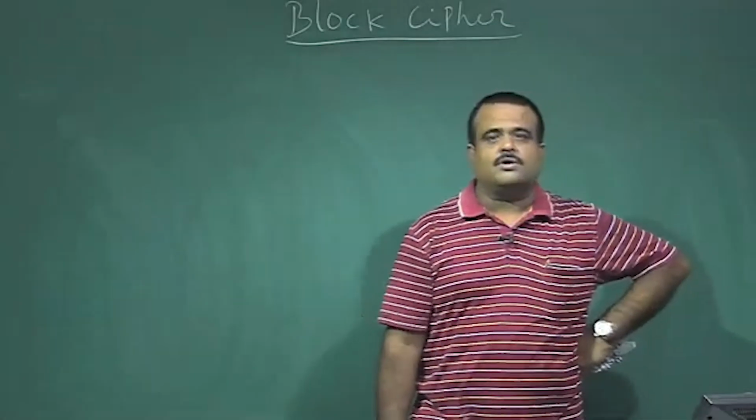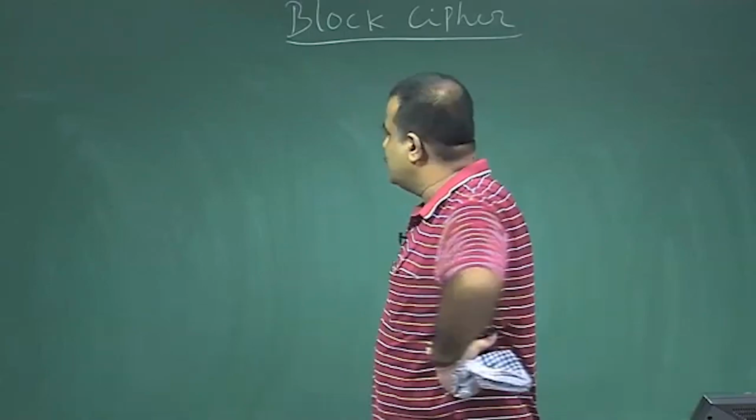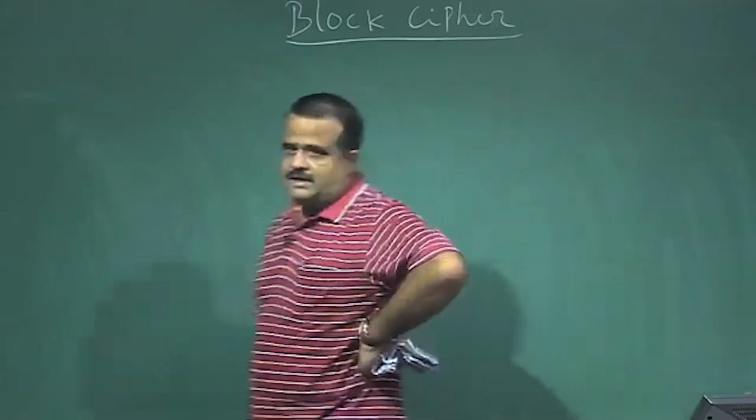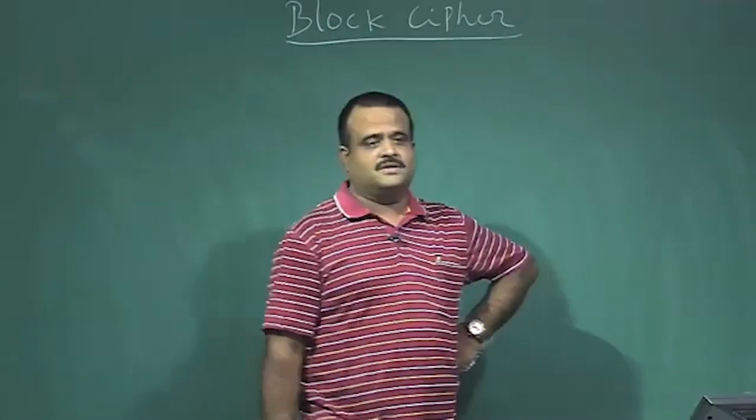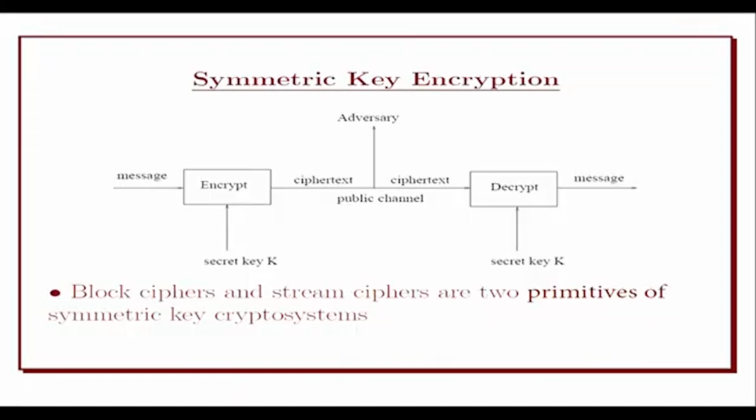Okay, so we talk about block cipher. This is a symmetric key encryption primitive. Block cipher and stream cipher are two symmetric key primitives. In symmetric key there are two parties, Alice and Bob. They have a shared common key k, the secret key k, and they want to communicate with each other. Alice has the message.